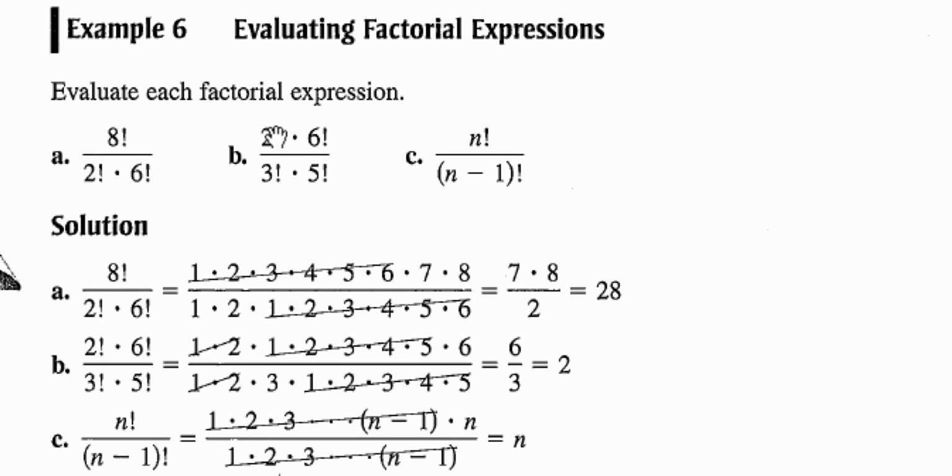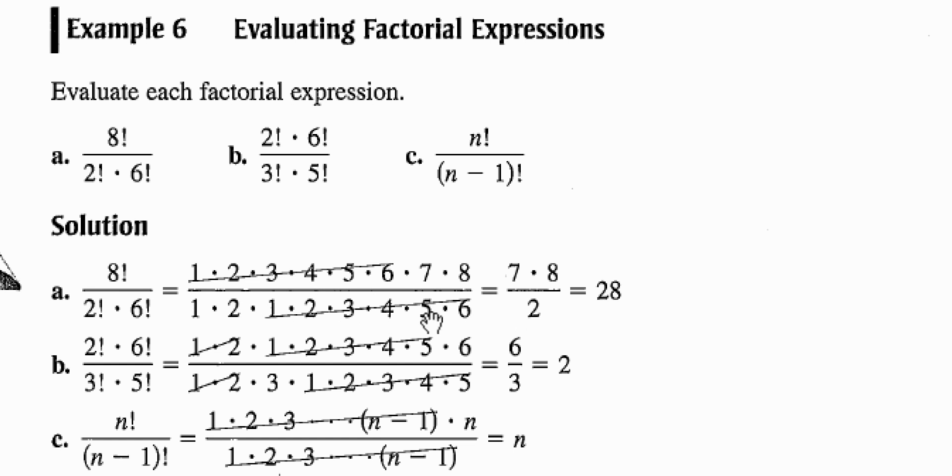Example 6, evaluating factorial expressions. Let's evaluate each of the following. Well, what if I have 8 factorial over 2 factorial times 6 factorial? Well, it turns out that I can take 8 factorial and expand it. 1 times 2 times 3 times 4 times 5 times 6 times 7 times 8. And I can take 2 factorial and 6 factorial and expand both of those. 1 times 2, there's my 2 factorial. 1 times 2 times 3 times 4 times 5 times 6, there's my 6 factorial.